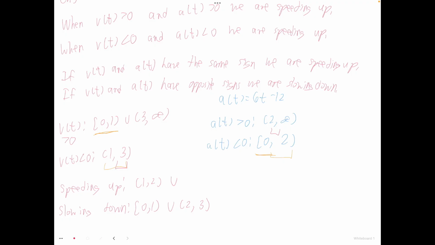And now 3 is the last place where we change signs in either of them, and they're both positive from 3 on. And so from 3 to infinity, we are also speeding up. So we're speeding up on 1 to 2 and 3 to infinity, and slowing down on 0 to 1 and 2 to 3.